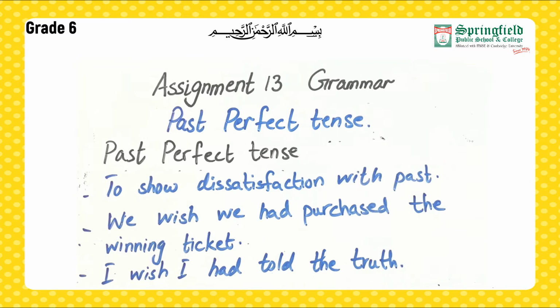All right. Another use is to show dissatisfaction with the past, when you're not really satisfied with the past. For example, we wish we had purchased the winning ticket. I wish I had told the truth, right? When you are regretting, or you're not really satisfied with your past, then you use had to indicate that. Okay, let's move towards the sentence structure of past perfect tense.